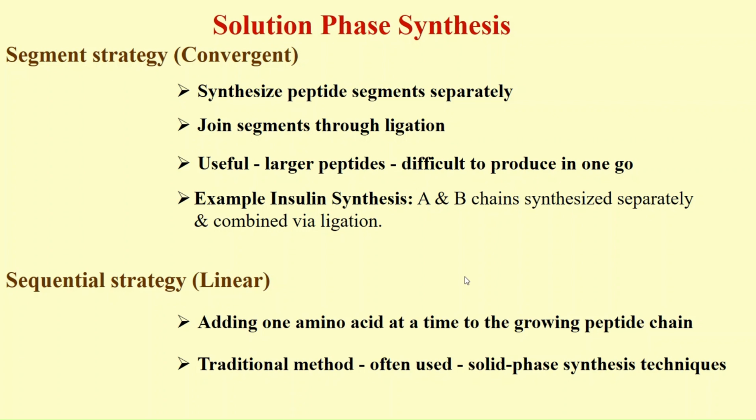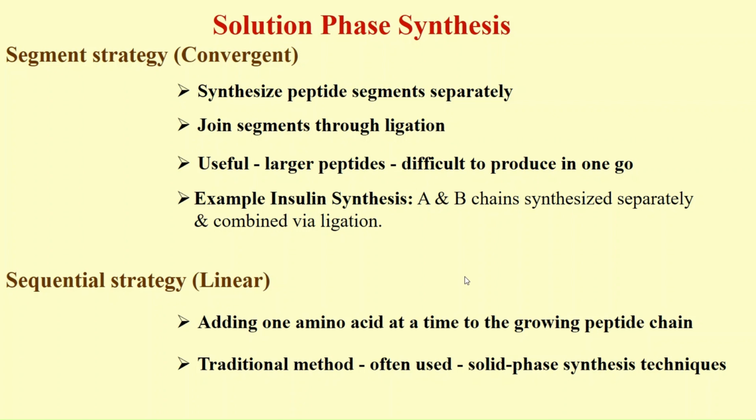One of the strategies is the segment strategy, or it is called the convergent strategy. As the name indicates, the segments of peptides are synthesized separately and then they are joined through ligation. This method of synthesis is very useful for synthesis of larger peptides, which are difficult to produce in a sequential manner. For example, insulin synthesis.